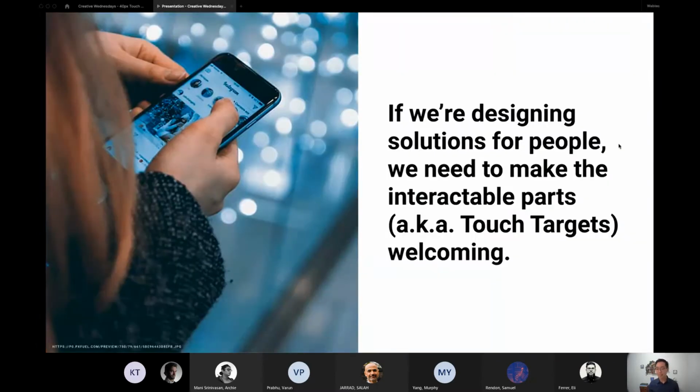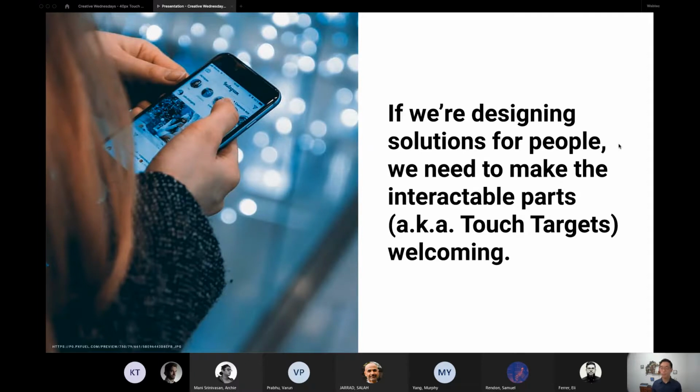So with that in mind, if we are designing solutions for people, we need to make the parts that are interactable, meaning the touch targets or the things that the user actually touches, welcoming. We don't want to make them difficult to do, especially if they are something that we want them to do on a regular basis. And we can also keep that in mind when it comes to designing things that we don't want them to touch.